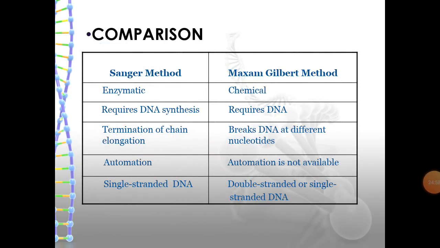Now, if you see the comparison between the two methods, that is Sanger's and the Maxam-Gilbert method, Sanger's method is enzymatic, whereas the other is chemical. In Sanger, it requires DNA synthesis, whereas the other requires DNA. Here, there is a termination of chain elongation, whereas here the DNA is broken at different nucleotides. Here, it is automated, whereas in this automation is not available. Now, it needs single stranded DNA, whereas here sequencing can be done in both double stranded or single stranded DNA.